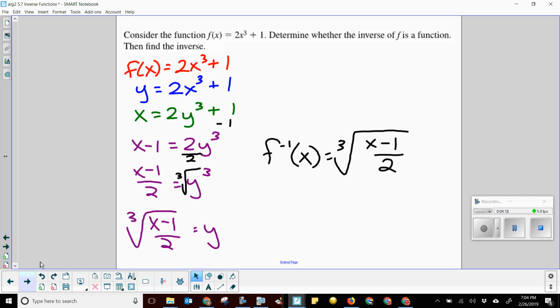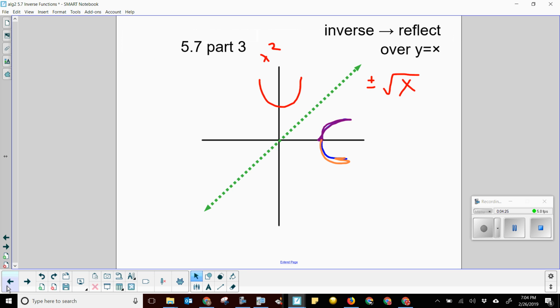So consider the function, determine whether the inverse is a function, then find the inverse. Basically, I went back here and I said, look, as long as you're not working with an even exponent or an even root, because this could totally say 4th root of x, and that could say x to the 4th.